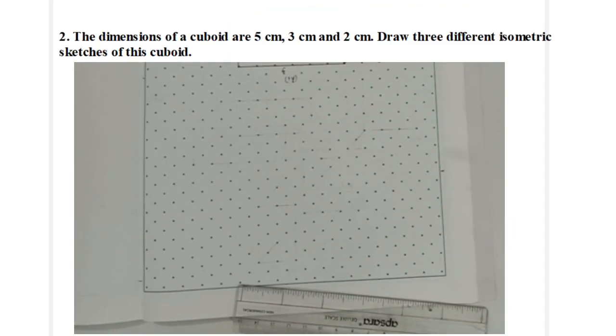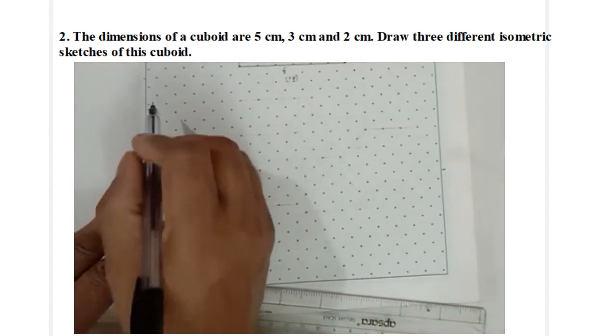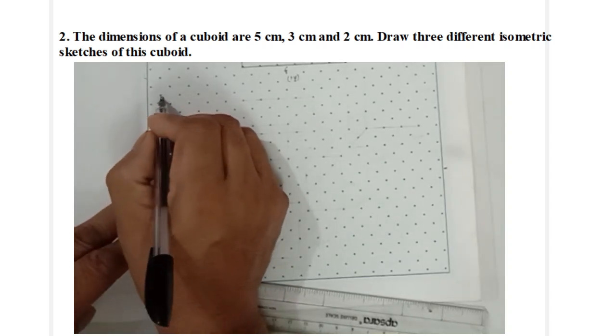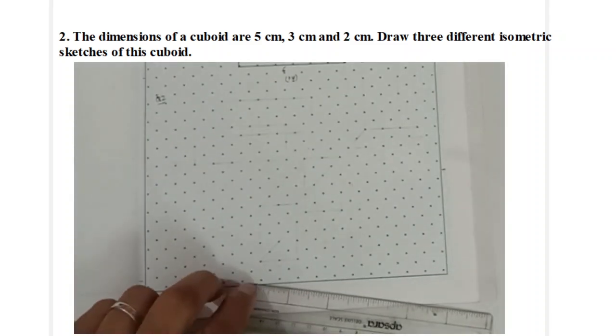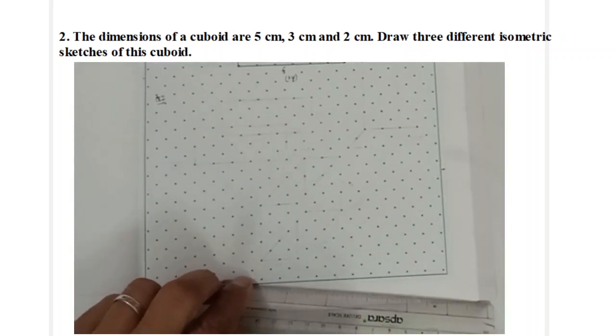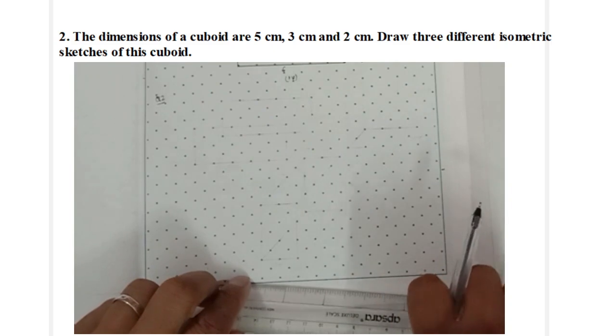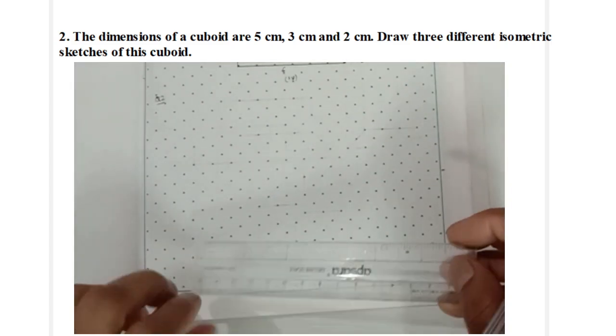Come to question number 2. The dimensions of cuboid are 5 centimeter, 3 centimeter and 2 centimeter. Draw 3 different isometric sketches of this cuboid. So again take isometric dot paper, and on that we have to draw 3 isometric sketches of dimension 5 centimeter, 3 centimeter and 2 centimeter.